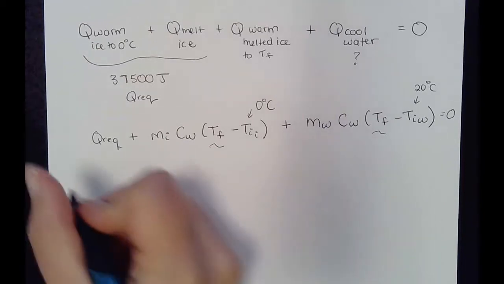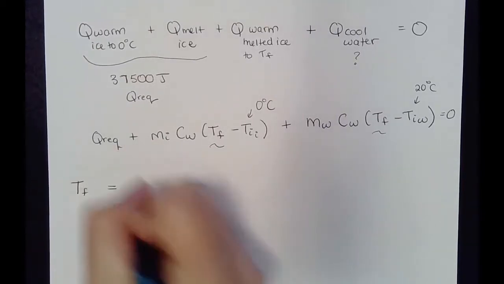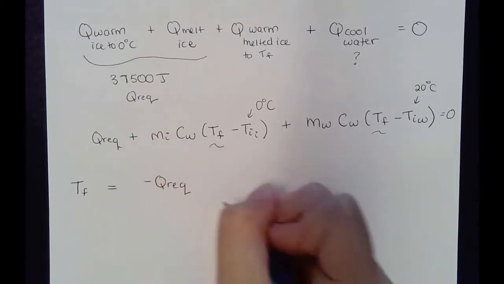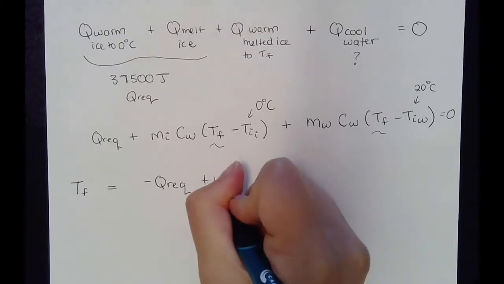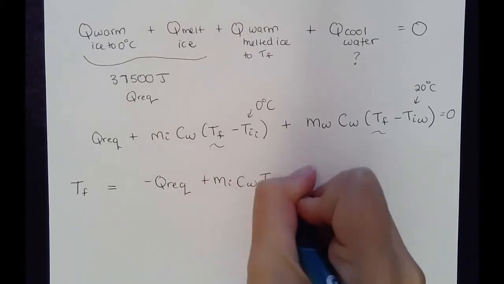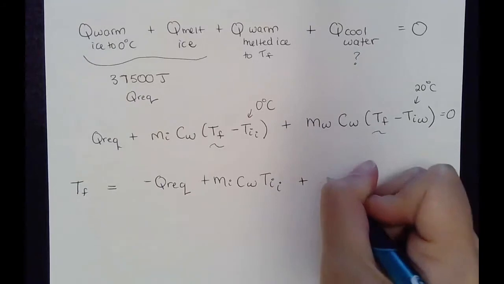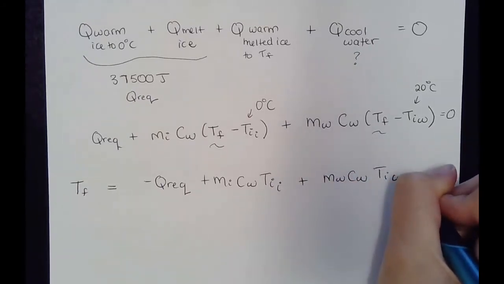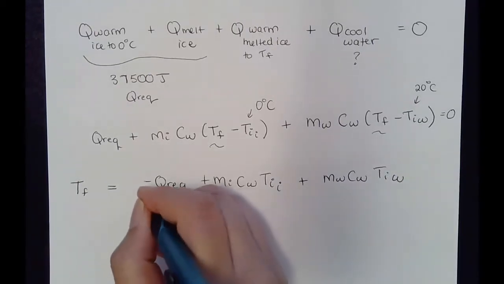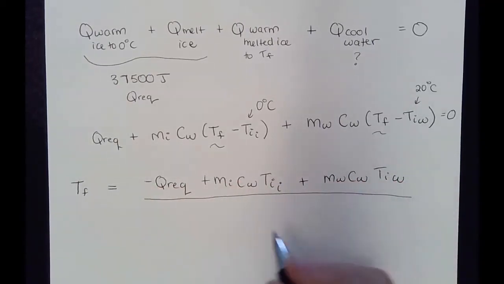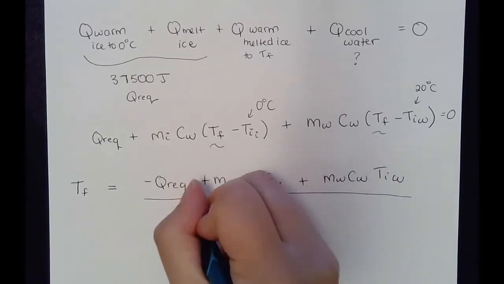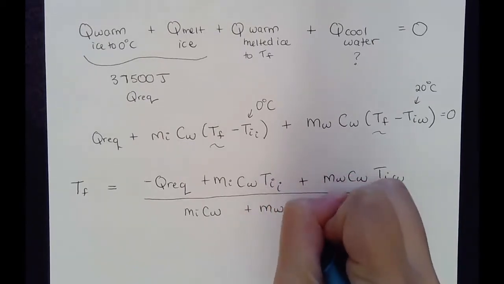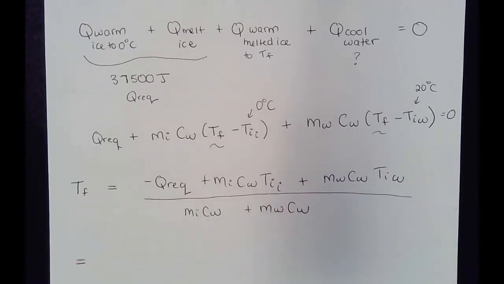So I'm going to have T final equals negative Q required, and then it will be plus M ice C water, T initial of the ice, plus M water C water, T initial for the water. And then I will divide by the terms in front of T final, so M ice C water plus M water C water. And at this point, again, we can just plug in the numbers.